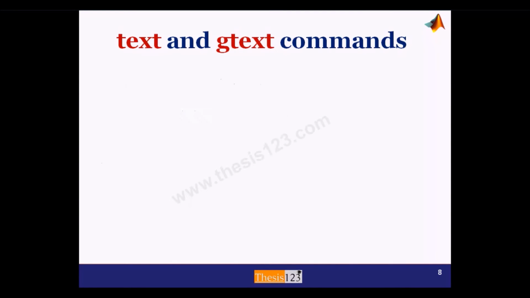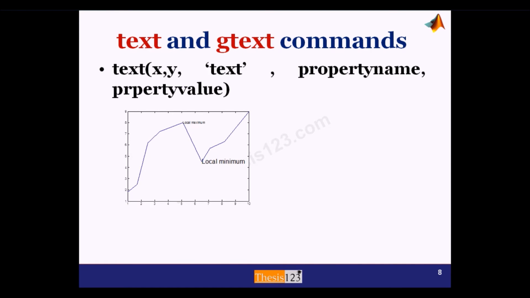Now I am going to discuss the text and gtext commands. The basic syntax of text is the xy coordinates, the text or string values, and a property name like the width of the line or color, and the property value. Let us take an example where you want to put a text at a particular location, like a local minimum or a local maximum. You have to define the coordinates and exactly where you want to put the text.